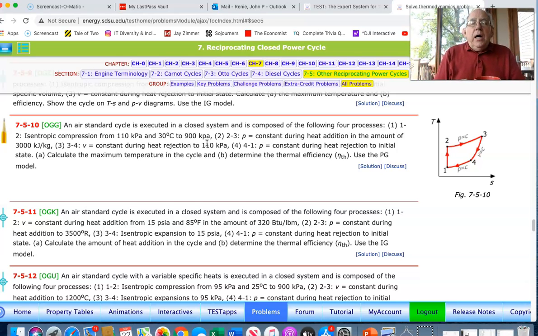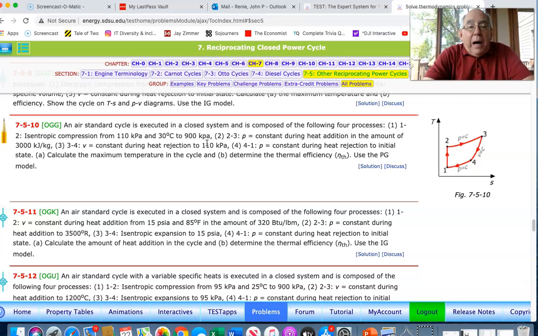Process 2, going from state 2 to 3, is a constant pressure heat addition, and the heat addition amount is given as 3,000 kilojoules per kilogram. So this is similar to what we see in the diesel cycle, where the cylinder starts to move out under constant pressure as the heat addition occurs. And so there's not only heat, but also work that's being generated.